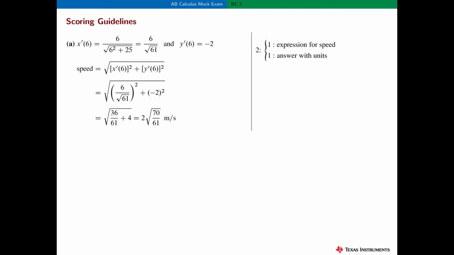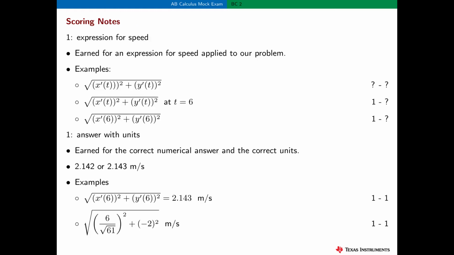Here are the scoring guidelines for Part A. This problem was worth 2 points. The first point is for presenting a correct expression for the speed of the particle at time t equals 6 seconds. And the second point is for the correct answer with the appropriate units. Here are some interpretations of these guidelines to help understand how points are earned and to help prepare for the next AP Calculus exam.